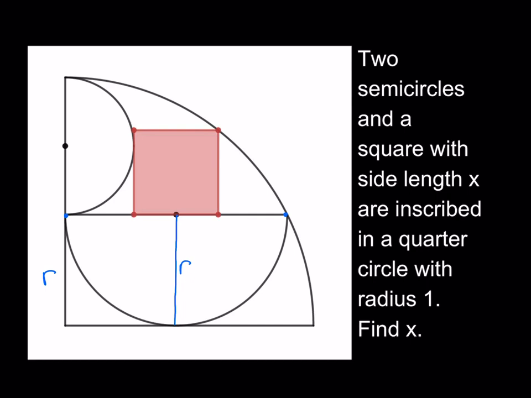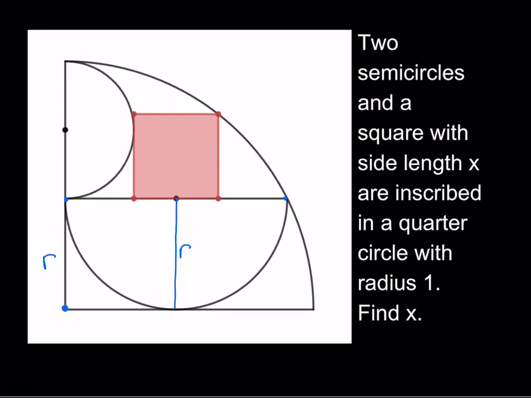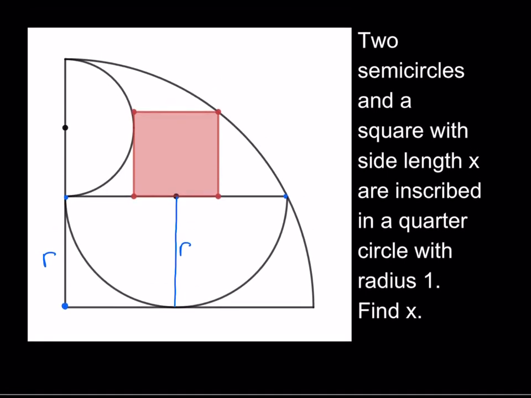Now that's the critical part. How do I find R? I make this connection. This is my center of the quarter circle. I'm going to go ahead and connect it to the point right here. And then that's going to be the radius of the quarter circle, which is 1, obviously. And this is 2R. Notice that.